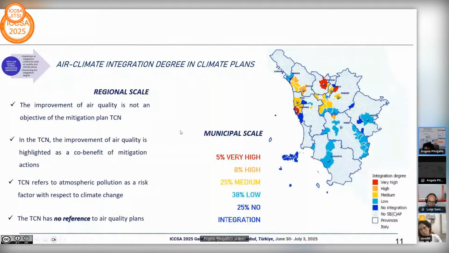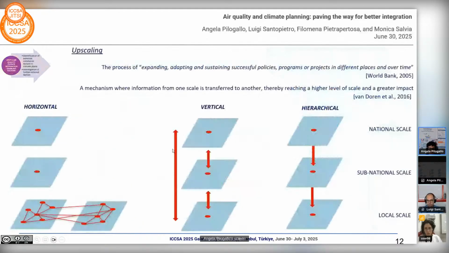At the municipal scale, we performed the same analysis, looking at the same criteria in all the climate plans, and we found that 5% of municipalities reached the very high, the highest integration degree, while 8% reached a high integration. So actually municipalities performed better than the regional scale.